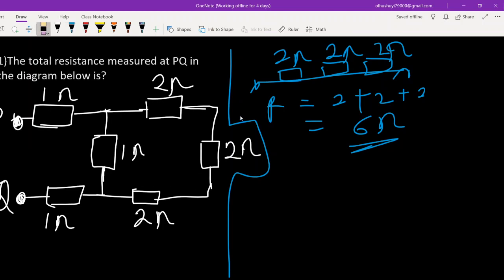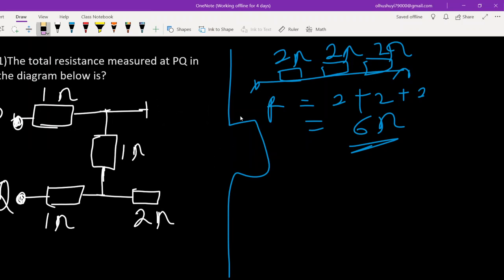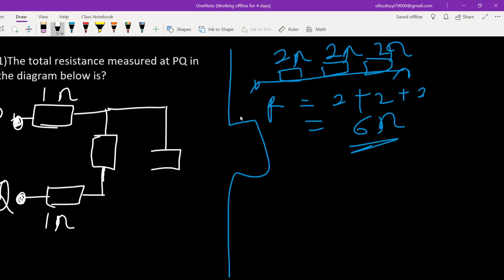Permit me to do this. We have to remodify this. Then you have what? This will come this way. This will come this way. And you have this. Don't forget 1 ohm is here. So here 6 ohms will be here. Can you see that we have remodified the whole shape, the whole circuit?